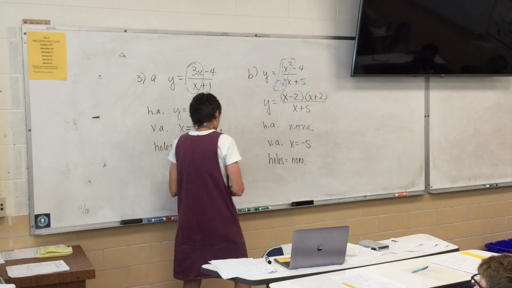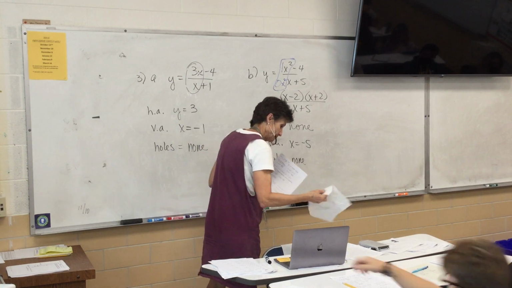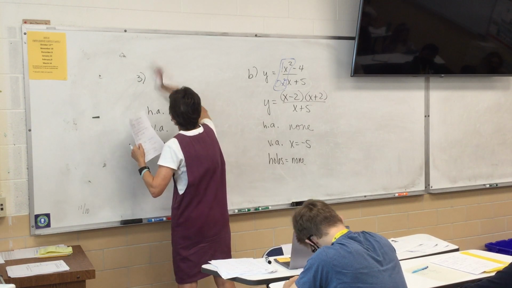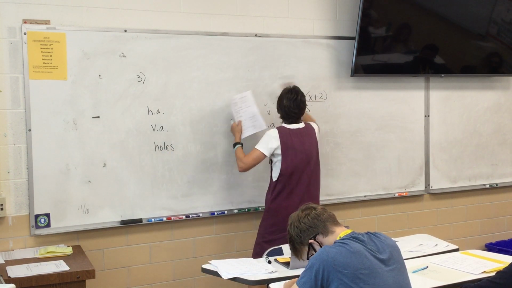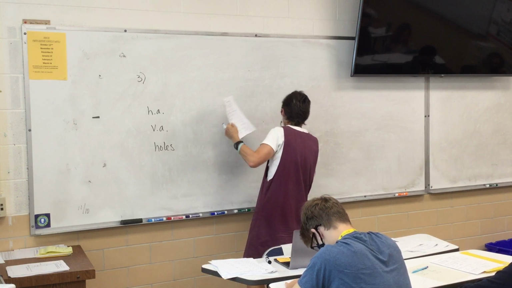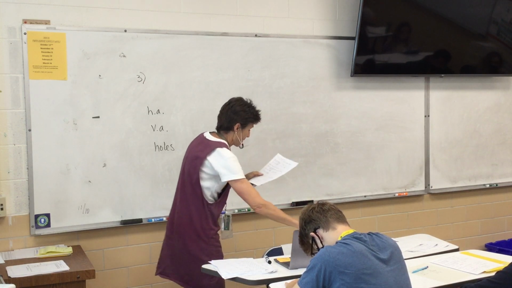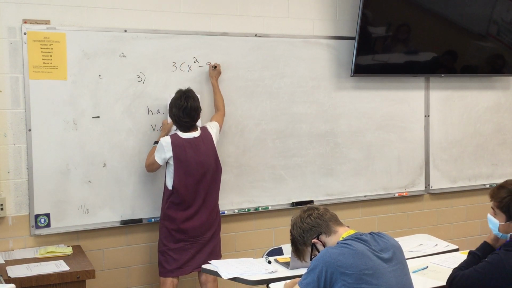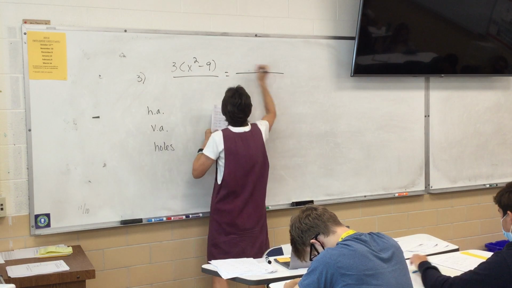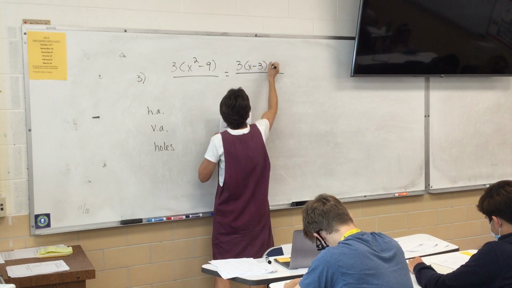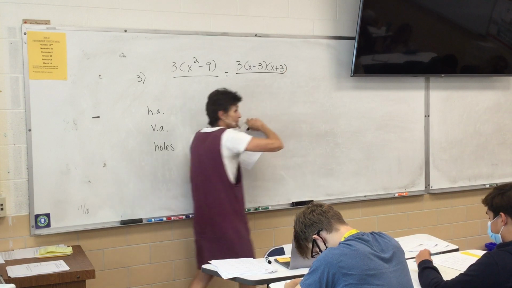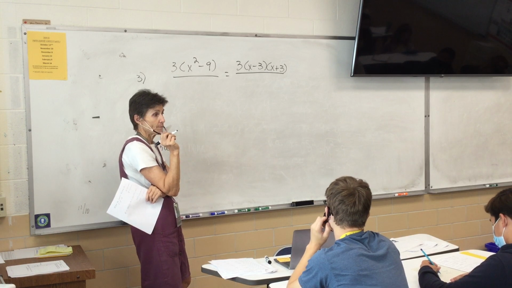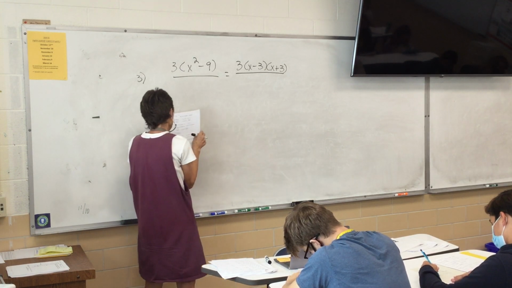Okay, one more. What are we going to do with this? This is a big one. Yeah, we probably ought to try to factor everything. What can I do to the top? Take out a 3. And then I can factor the difference of squares. Right? What about the bottom? What can I do to the bottom?